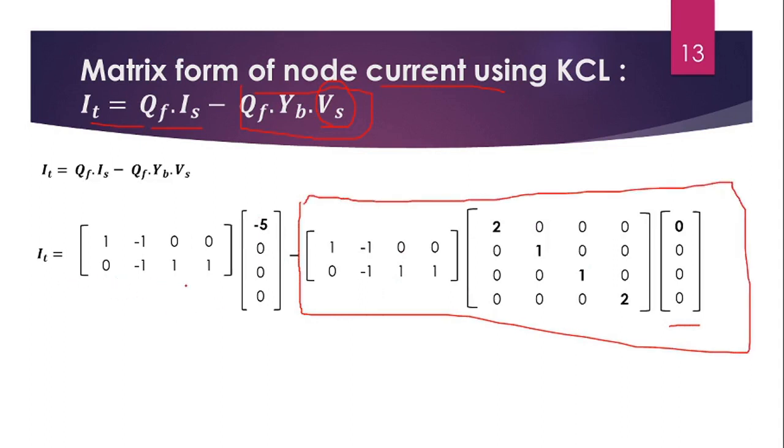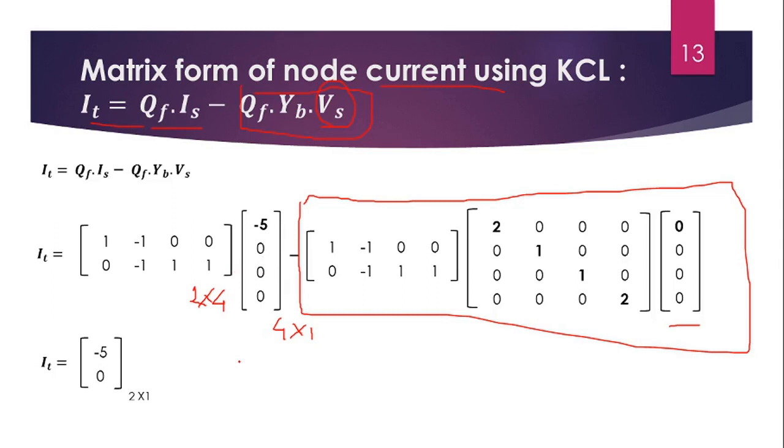So we get here that Qf is of size 2 by 4, here it is 4 by 1, so the resultant matrix will have size 2 by 1. So 1 into -5, minus 1, these all are 0, 0 into -5, 0, and minus 1, and all are 0. So we are getting that 2 by 1.